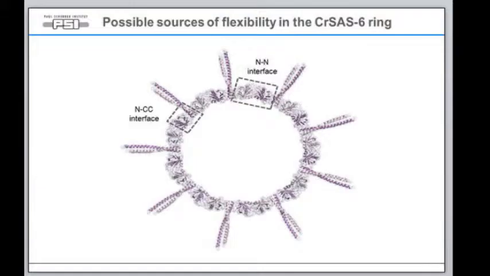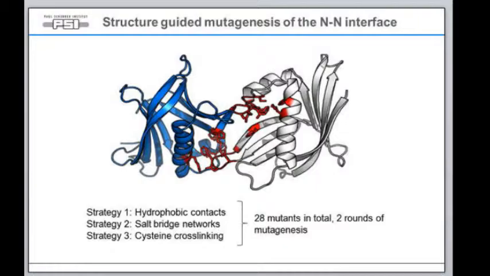We basically have two interfaces, the N-N interface here and the N coiled-coil interface here. And we decided to look at the N-N interface and perform a mutagenesis study. What we did is we first spotted all residues that participate in the interaction and employed three strategies. We mutated hydrophobic contacts and salt bridge networks. Either we generated new salt bridges or eliminated salt bridges. And we also performed a cysteine cross-linking approach where we covalently linked N-N domains. We went through 28 mutants in total.